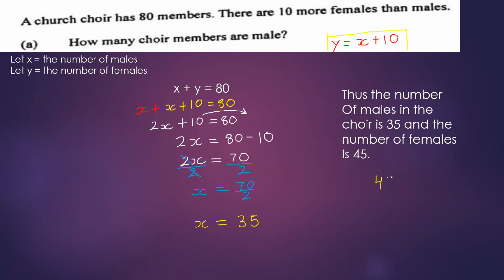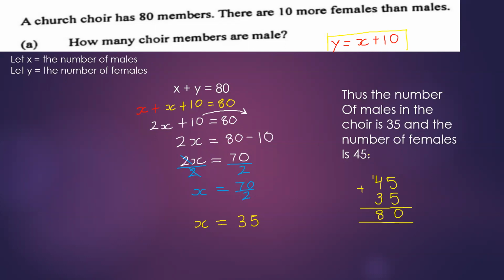45 plus 35: 5 plus 5 is 10, 5 plus 1 is 5, plus 3 is 8. It's going to be 80. All right, so the number of males in the choir is 35. The number of females is 45. That's how we get it.